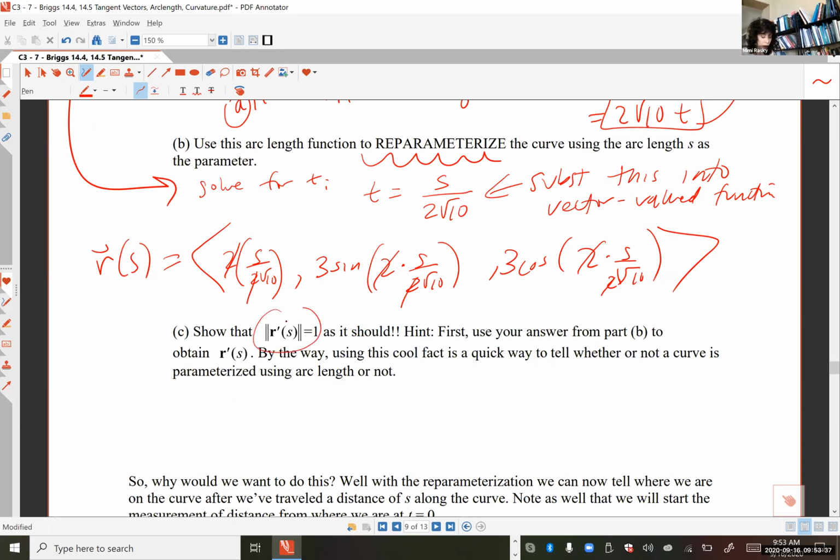Now, another cool property is if you do have your curve parameterized using the arc length, it'll always have the speed be equal to 1. So for the r prime for this particular curve that we just got, I'm just going to take the derivatives of each and every one of these components, and I'm just going to simplify a little bit.